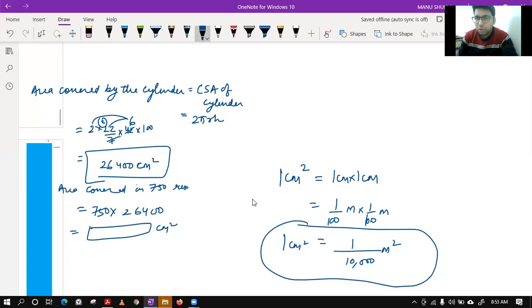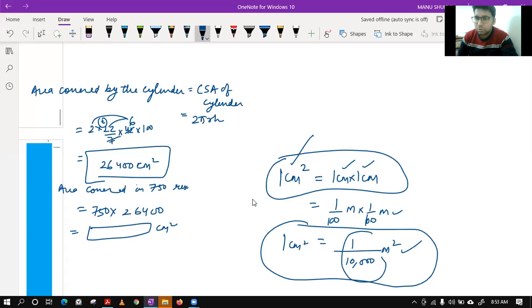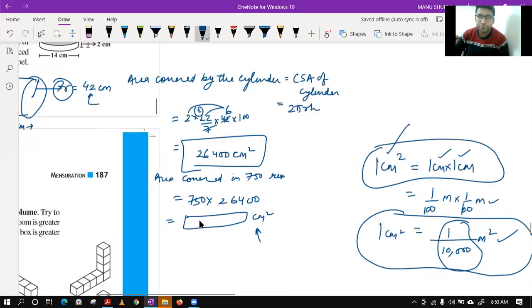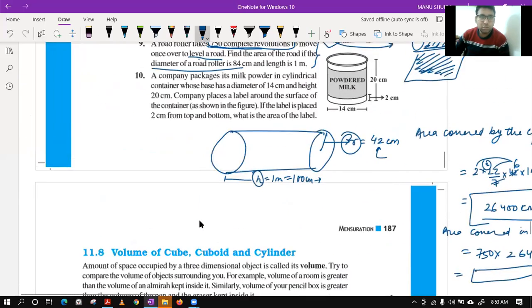I hope this point is clear to everyone. Okay, okay then. So you have found by simply the basics that you have to divide by 10,000 to get the answer in meter square. That will be your area covered in meter square, but the area that you will get right now will be in centimeter square. Now let's see the last question.